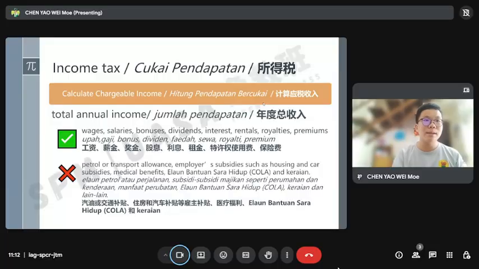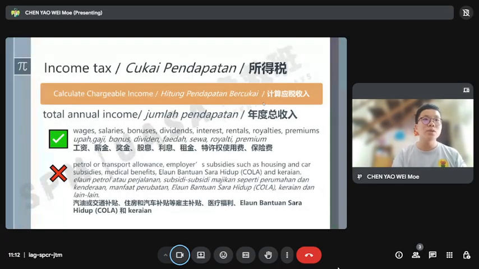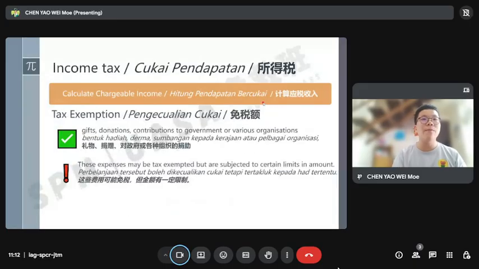Okay, using our total annual income, we subtract tax exemption in the form of gifts, donations, contributions to government or various organizations such as the state library, public library, all that. We have the tax exemption. Okay, we give a donation to one organization, that money can be subtracted, can be used in the tax exemption.